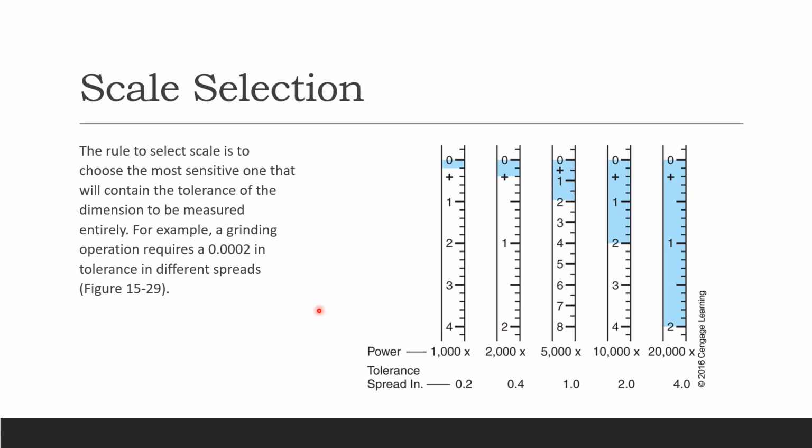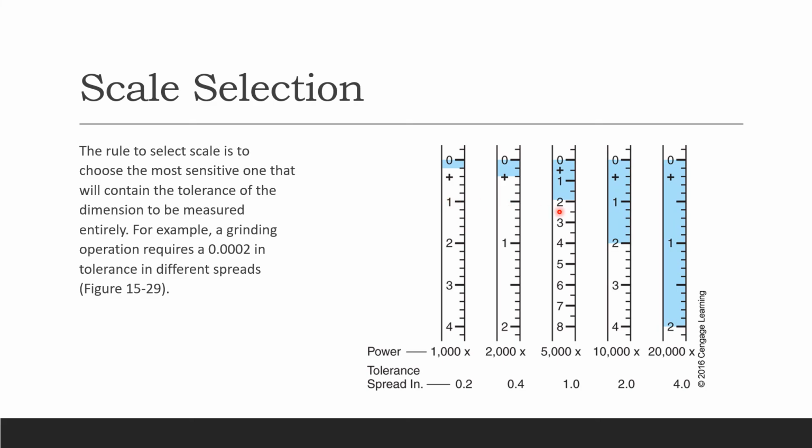Okay, scale selection. The rule to select the scale, which one we are going to use, is to choose the most sensitive one. Why? Because that is going to contain the tolerance of the dimension to be measured entirely. So for example, a grinding operation is going to require a 0.0002 inches tolerance spread. When you take a look at it here, this is your amplification, and here is your tolerance spread in inches: 0.2, 4, 1, 2, and 4. So what we're seeing here is the effect of amplification on the tolerance spread.